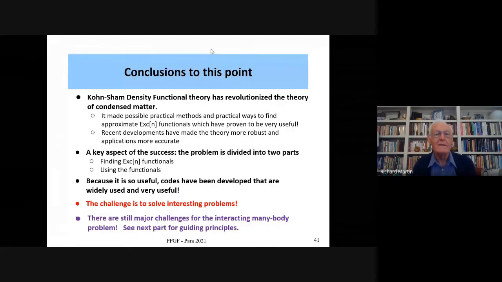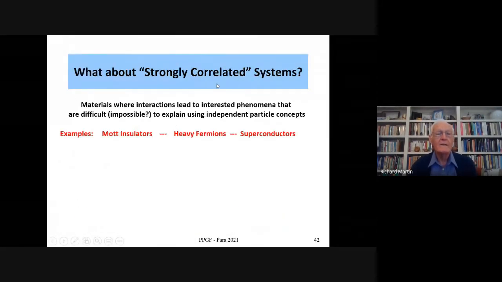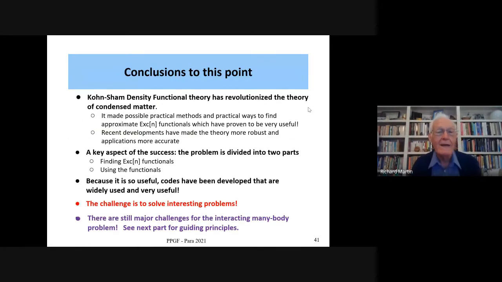So I'd like to pause for a moment and see if there are some questions on this part of the problem. But I want to give you a hint of what's next. What I'd like to get to, if people are interested, is, well, what about systems that we call strongly correlated, like non-insulators, for example? I'd like to get to that if there's some time. Okay, I'd love to get some comments or questions at this point.